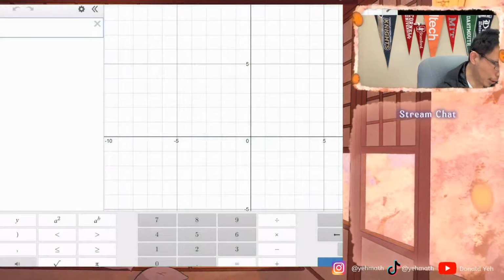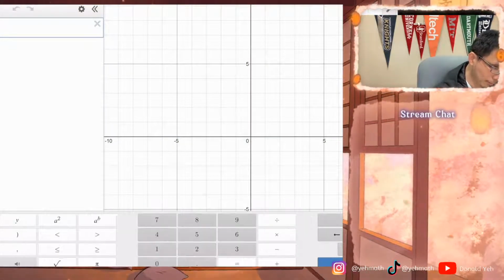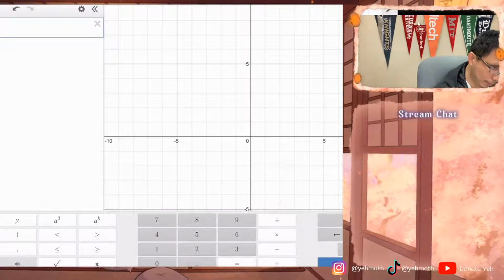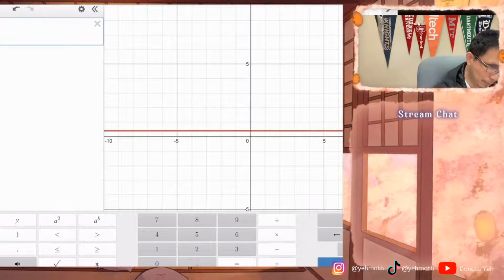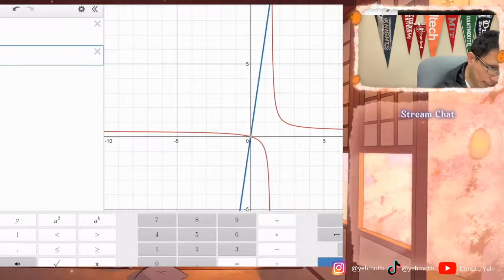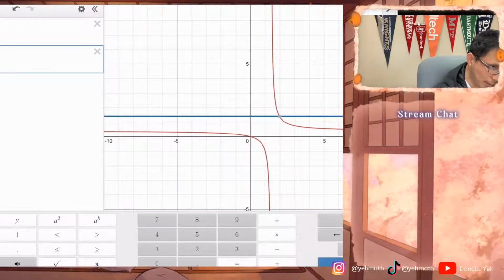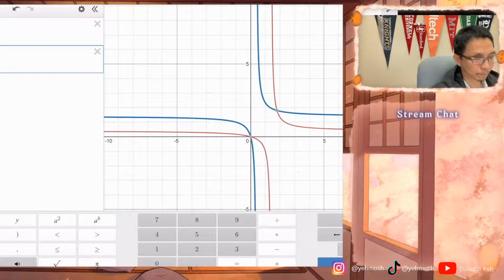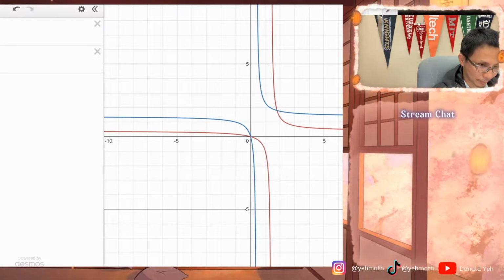Can somebody tell me the function? f of x equals 2x over 5x minus 7. And what's the inverse function? 7x over 5x minus 2. You see the blue line and the red line, right?